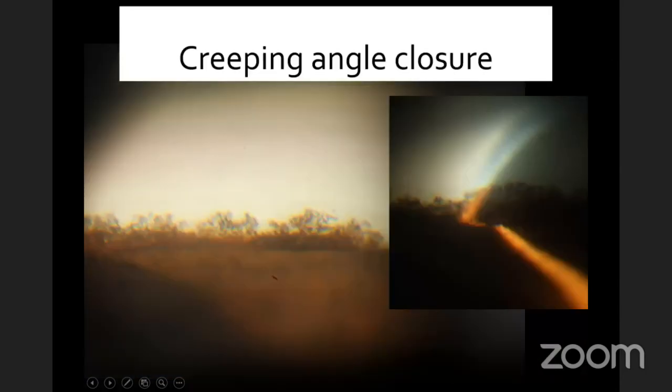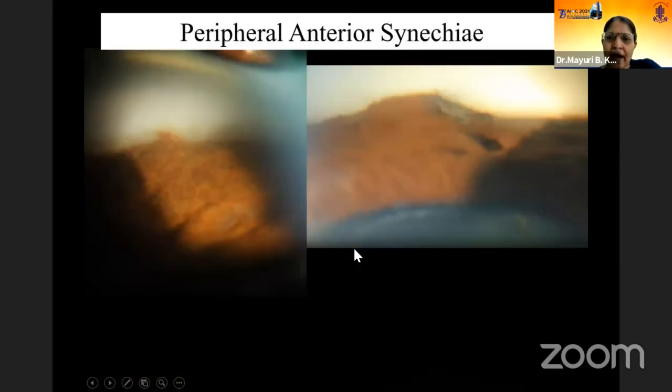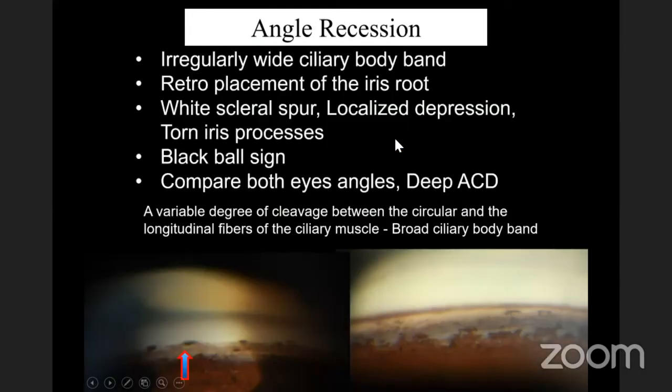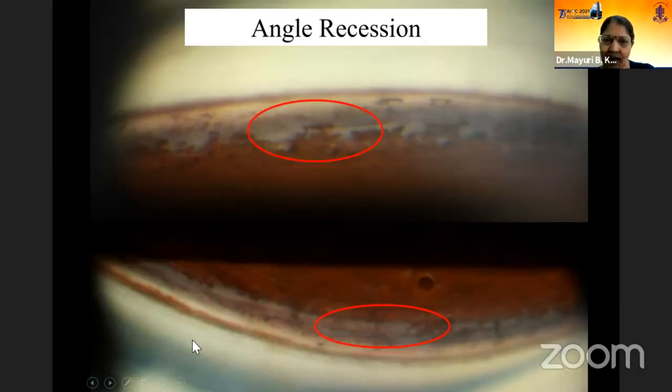So creeping angle closure is another variety. You can see the angle which has been closed with the patchy pigments. And this is the window getting blocked by the peripheral synechiae. Now the traumatic glaucoma has to be differentiated. This is the actual angle and this is the recessed angle. You can see the gray zone here with the irregularity. And black ball sign is a sign of the previous hyphema that is also seen in the inferior angle.